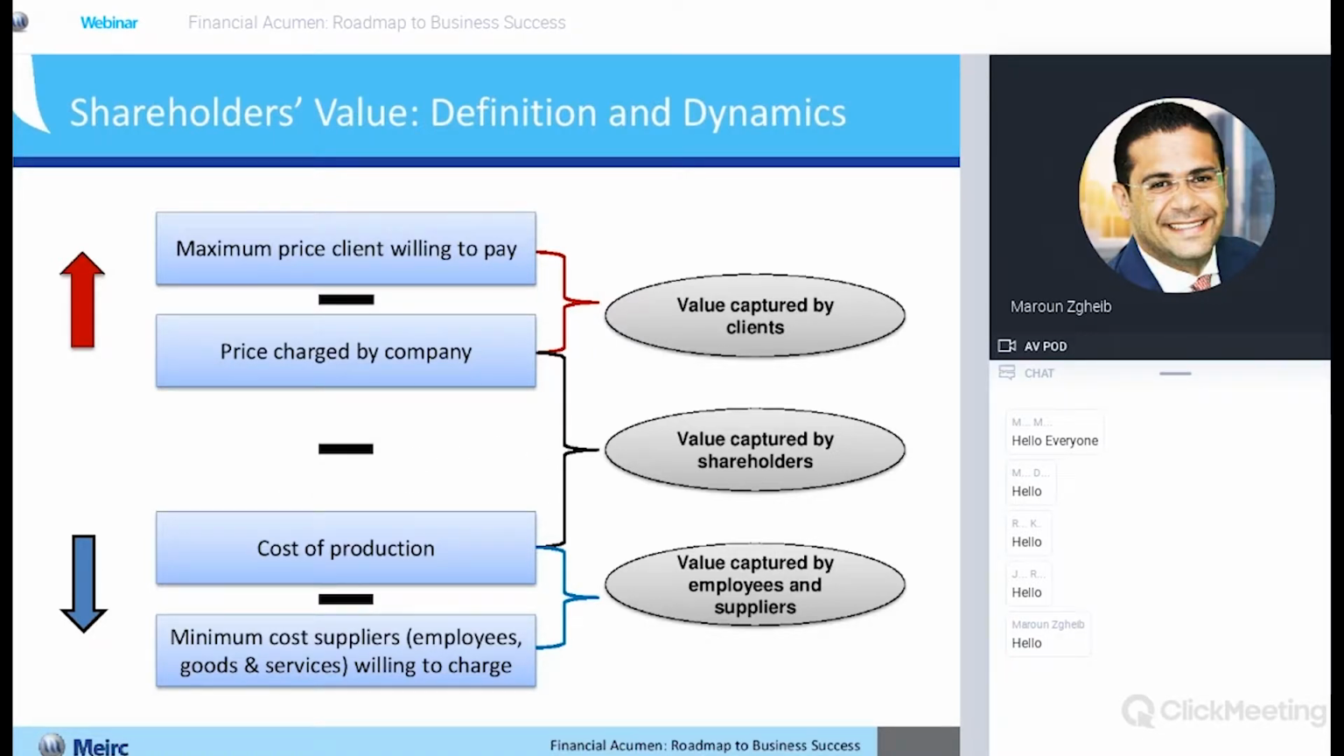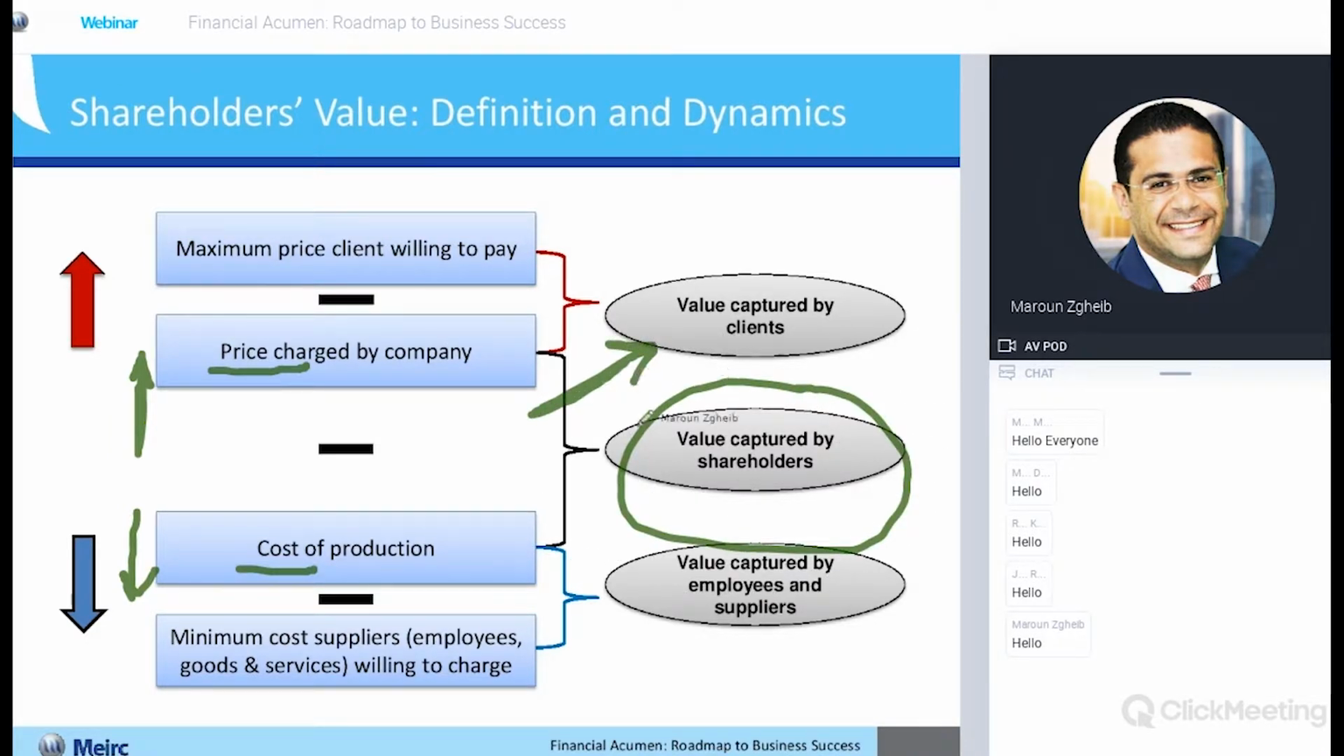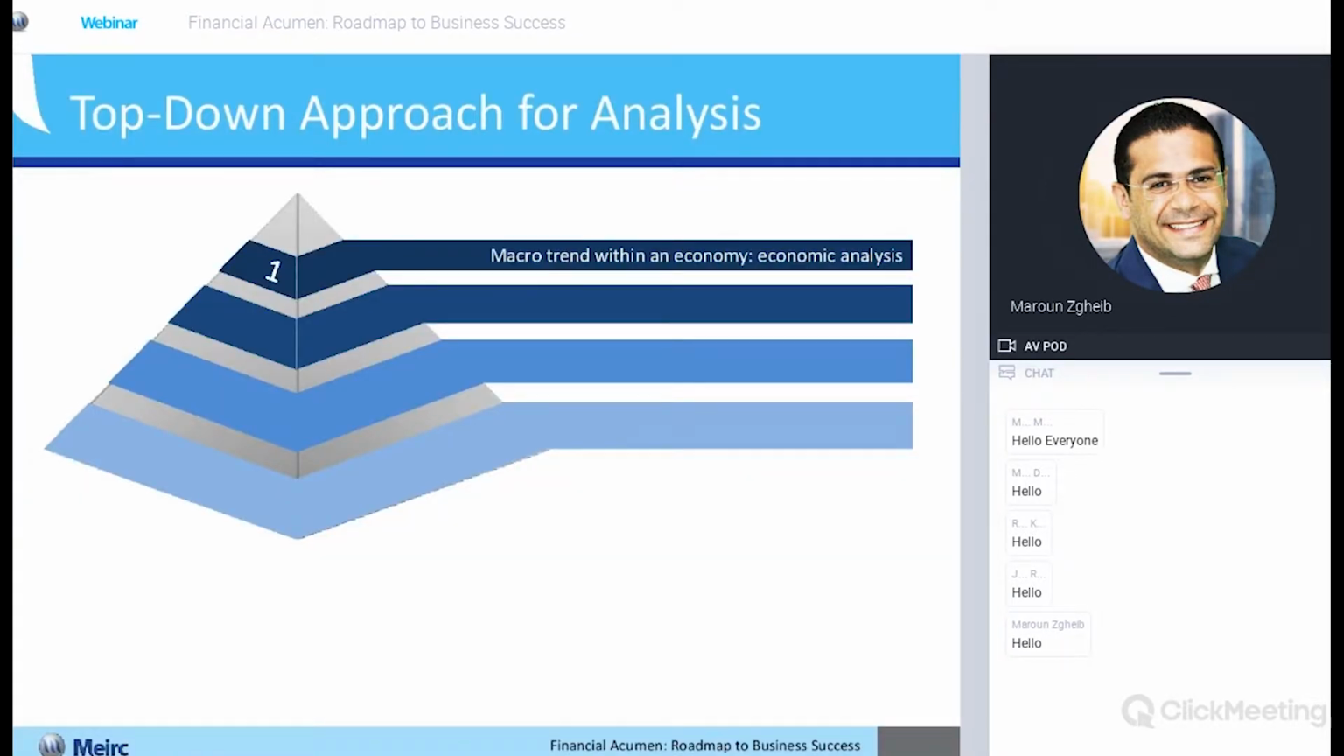Under financial acumen, if you have the financial acumen, you will be able to properly analyze the prices that you should charge in the market. So from one side, you will be analyzing the prices that you should charge in the market. From the other side, you will be analyzing the cost of production in a way to push the cost down and to push the prices up to an acceptable level, so that the value captured by shareholders goes up with time. How to apply financial acumen in real life? In order to make proper decisions on how you should actually increase the prices or decrease the costs, you have to analyze everything around you.